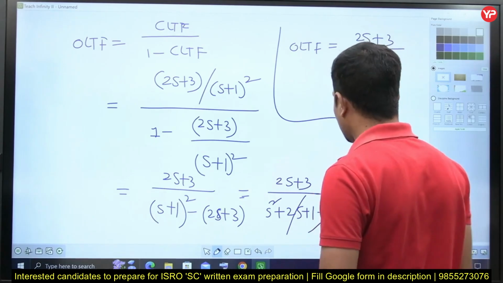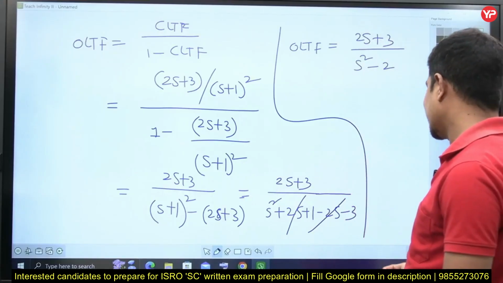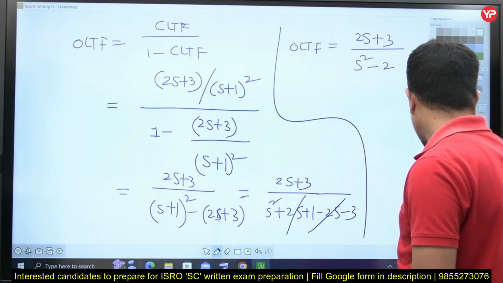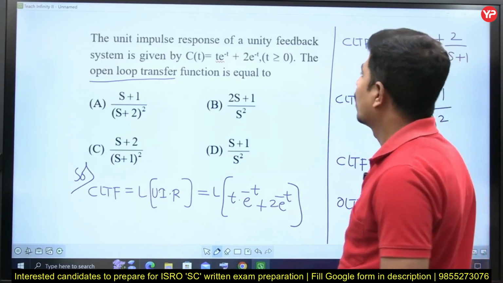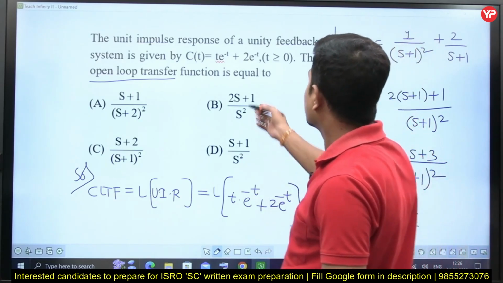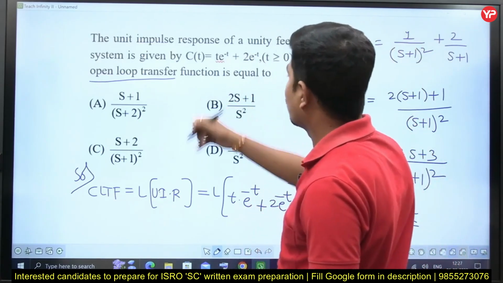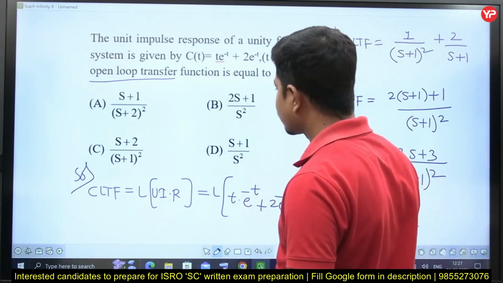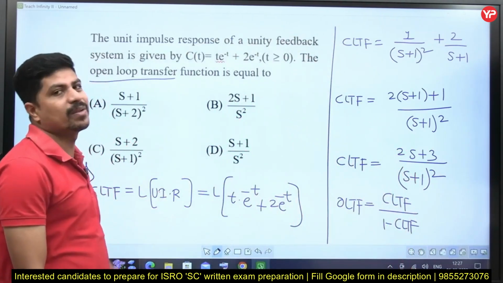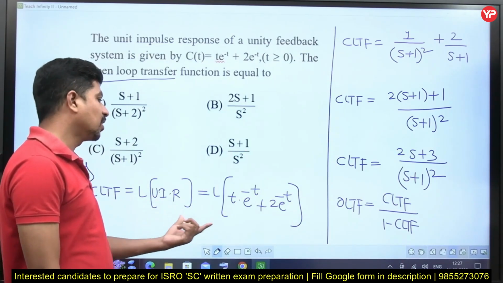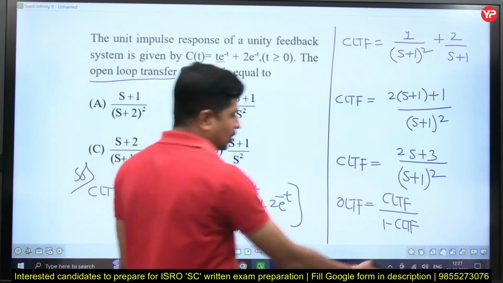So what we got here is OLTF is equal to 2s plus 3 by s square minus 2. But it is not in the options. 1 minus 3 will be minus 2 only. Let's see what happened here. Maybe there is some mistake in the question which is not matching with the answers, right? See, closed loop transfer function is equal to Laplace transform of unit impulse response. This is very clear. I'll prove it here.